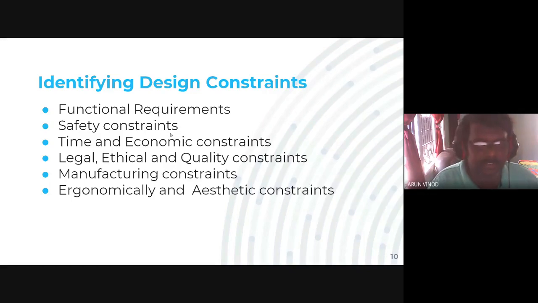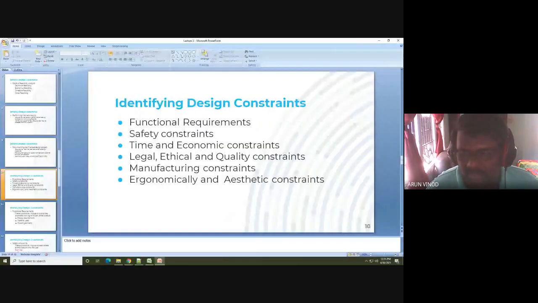Functional requirements, safety constraints, time and economic constraints, legal, ethical, and quality constraints, manufacturing constraints, and ergonomic and aesthetic constraints. So these six constraints are there. Let us start with the first constraint, functional requirement.